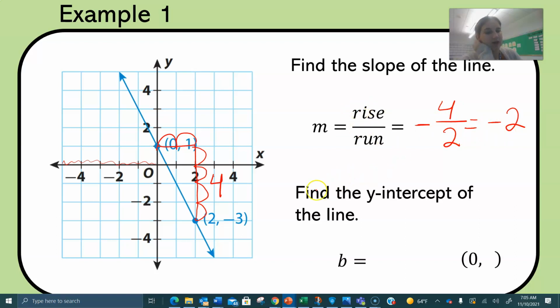Now let's find the y-intercept. So this is where our line crosses the y-axis, or the vertical axis. So here is the point right here. There it is. And so that point is positive 1. So it's positive 1 on the y-axis. So the y-intercept, or b, equals 1. And the ordered pair for that is (0, 1).